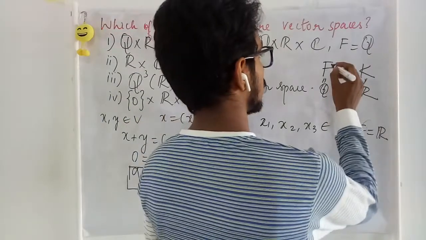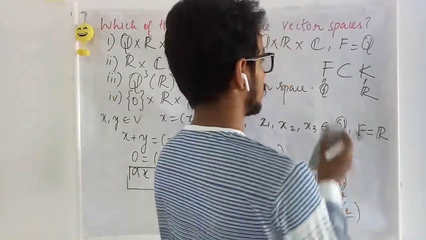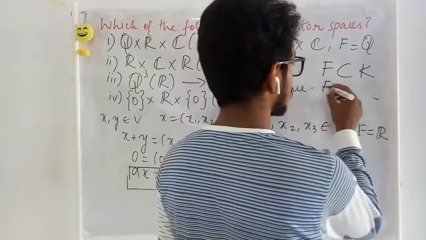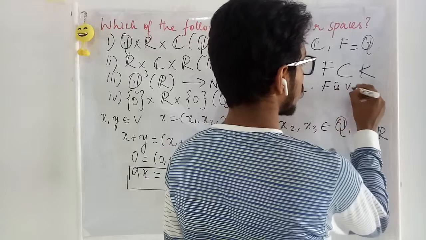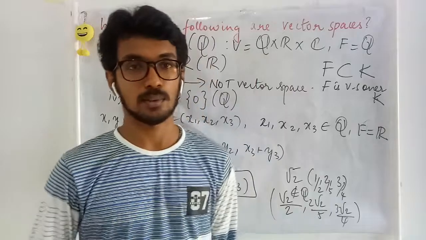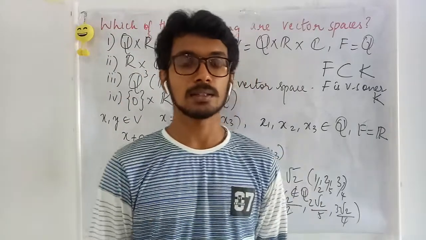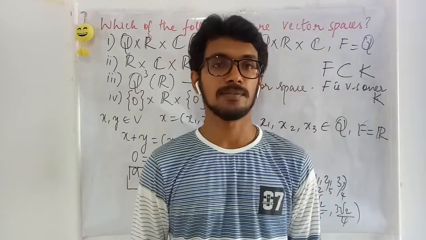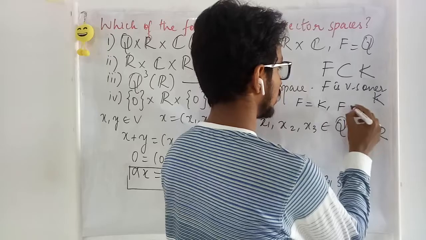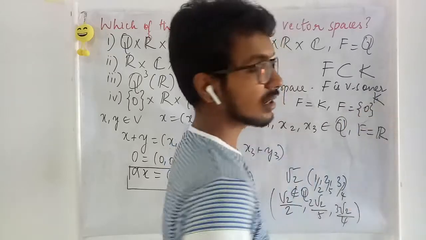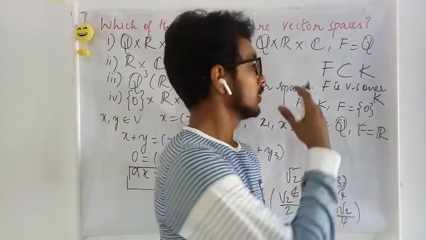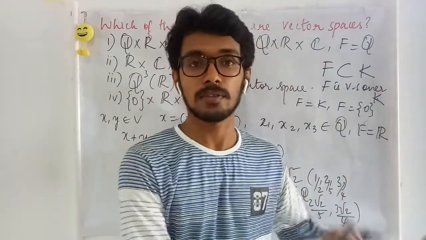But what about here? This is a specific example that we have seen. But this F is also a vector space over K for certain things. What are the certain things? That is, for trivial subfields. That is, when your F is the same as K, or when your F is the set consisting of only the additive identity 0. If these two are the cases, F is a vector space over K.